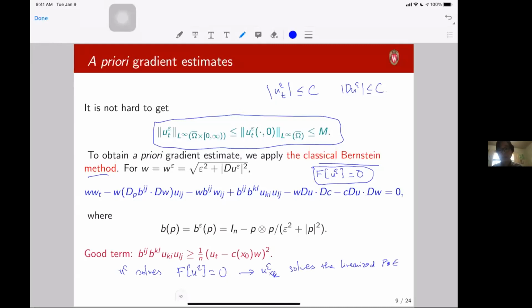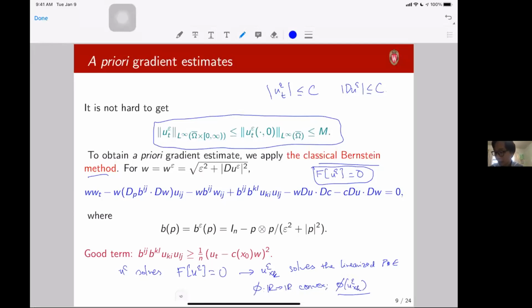Okay, so it solves the linearized equation, and then what we do using the classical Bernstein method here is just that we take a convex function acting on u epsilon xk. So if we take any phi mapping from R to R that is convex, then the Bernstein method tells us that if we act phi on u epsilon xk, it's going to be solving that linearized equation, but we're going to have an additional term, a good term, coming out.